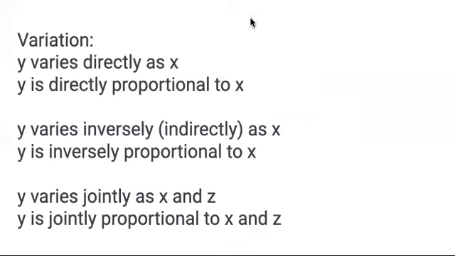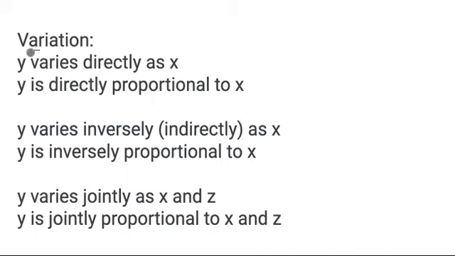Let's talk about the idea of variation. This is simply wording that appears in word problems. We're going to go through what it means. Sometimes we see something varies directly as something else. Here I just inputted y and x, but really they could be anything in the sentence.